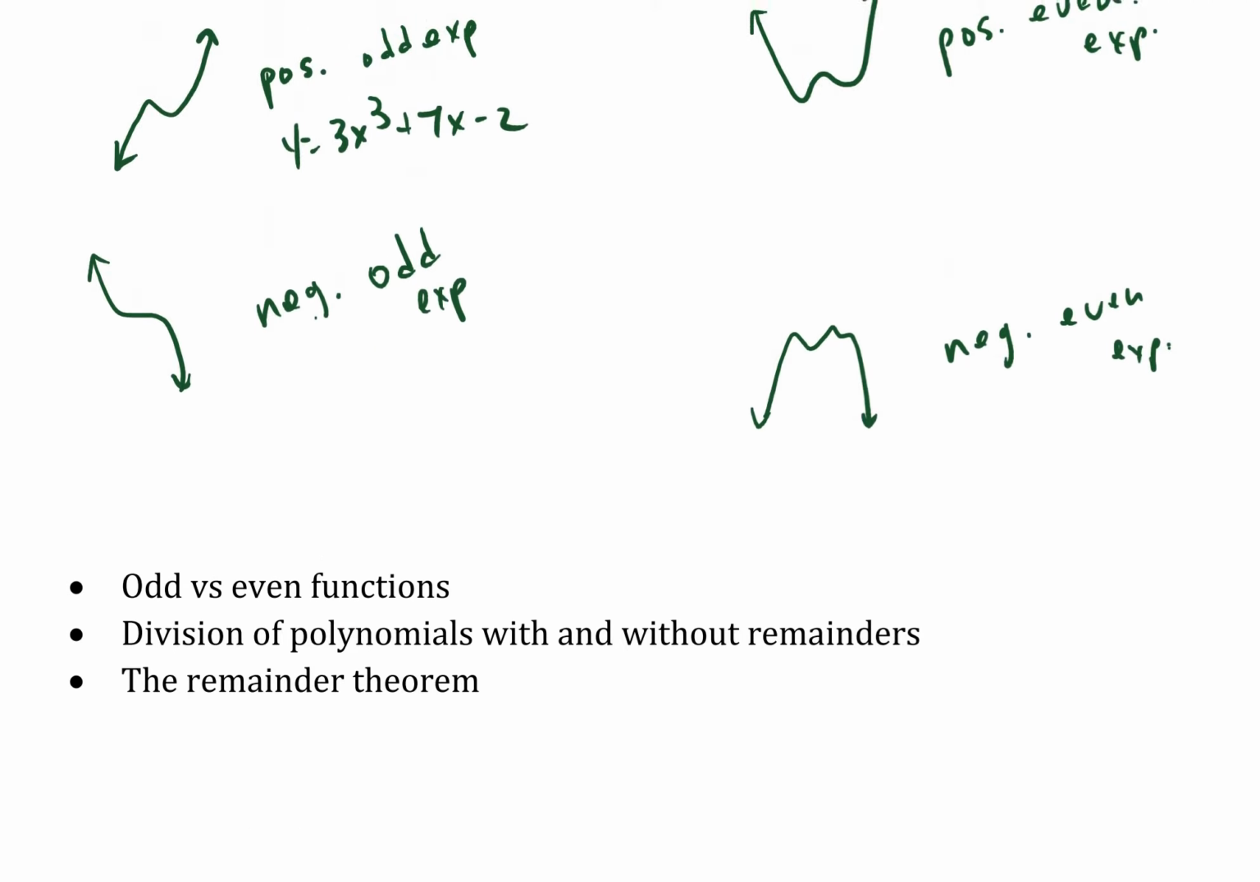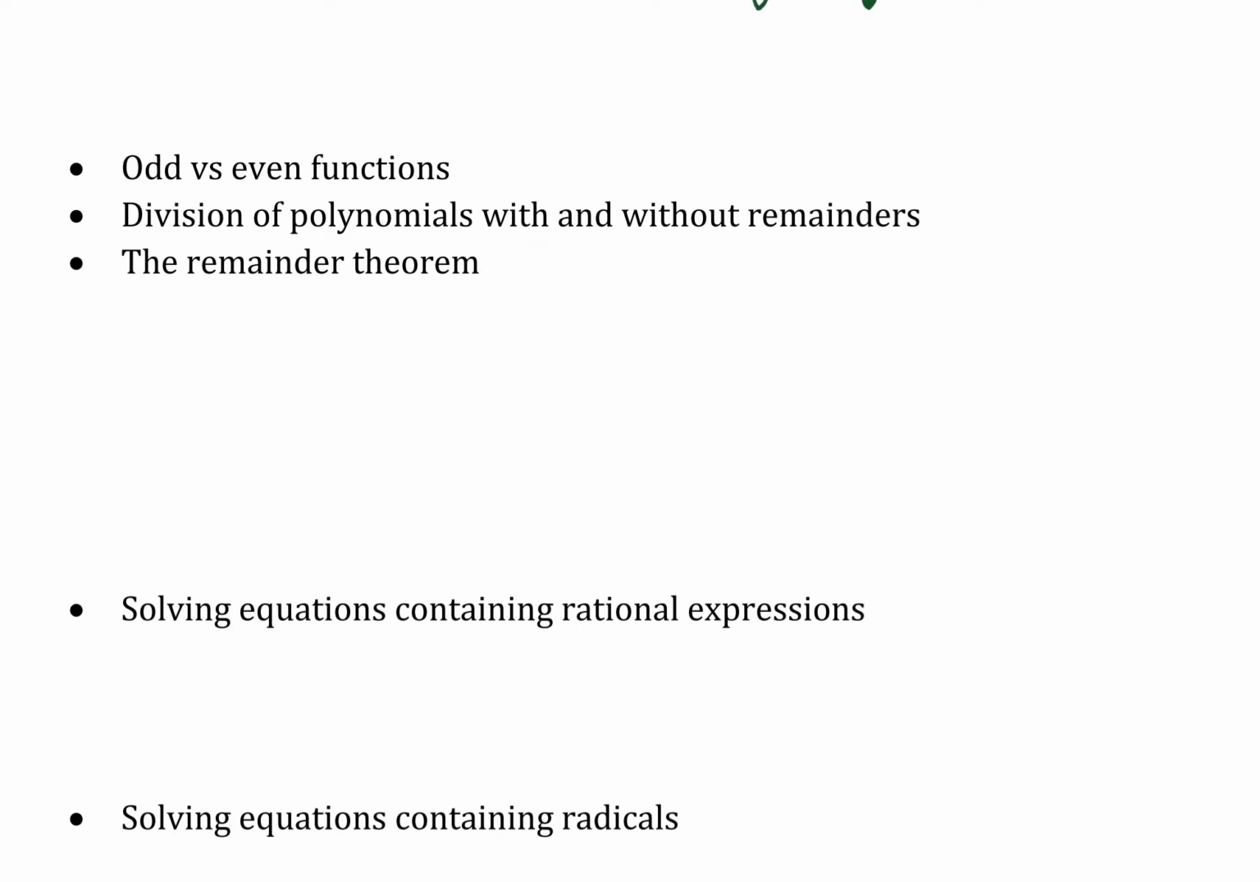Next is odd versus even functions. Odd functions, remember, have point symmetry, where even functions have line symmetry. Also, remember, if I asked you to do this algebraically, you're going to plug in f of negative x. We did that in unit number 2. Division of polynomials, you just have to know how to do that with and without remainders. I would probably say there's 2, maybe even 3 questions on your test tomorrow about that.